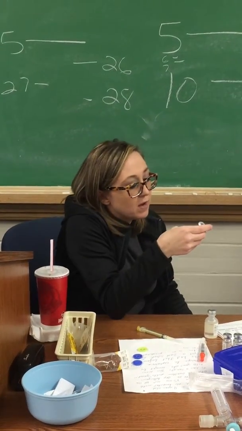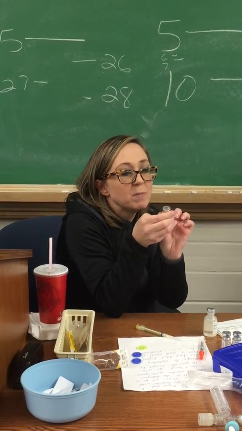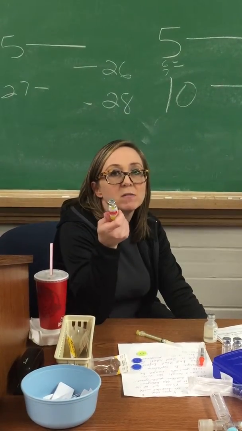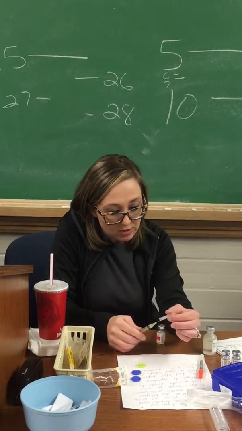I only need 500 milligrams, right? And this tells me right here, once I dilute it, for every mil, there's 500 milligrams. So how much am I going to draw up to give my patient? 1 ml. So I'm going to draw up my 1 ml, and you can go ahead and you can draw it up with this syringe.